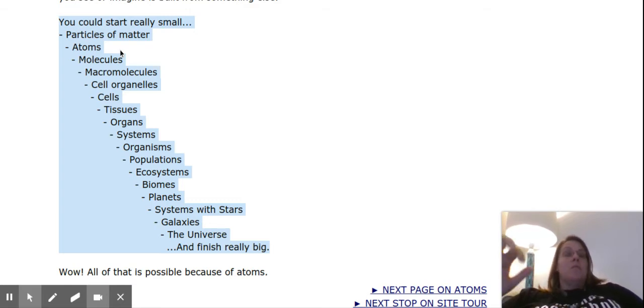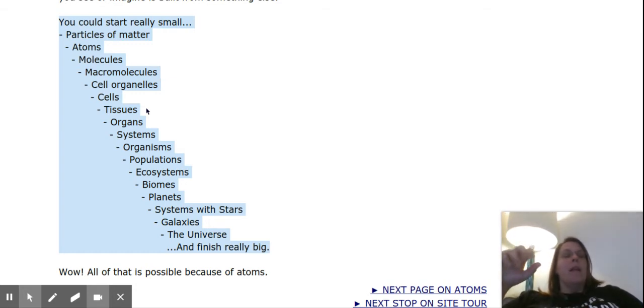Then you go to atoms. Find what an atom looks like. Draw it or copy and paste it into a Word document or a Google Doc, whatever it is you got. When you go to macromolecules, look up what those are. Those are cool looking. Then we have cell organelles. You can look at those. Go into cells, tissues, organs. You want to put a heart in there? Put a heart. That's the easiest one.